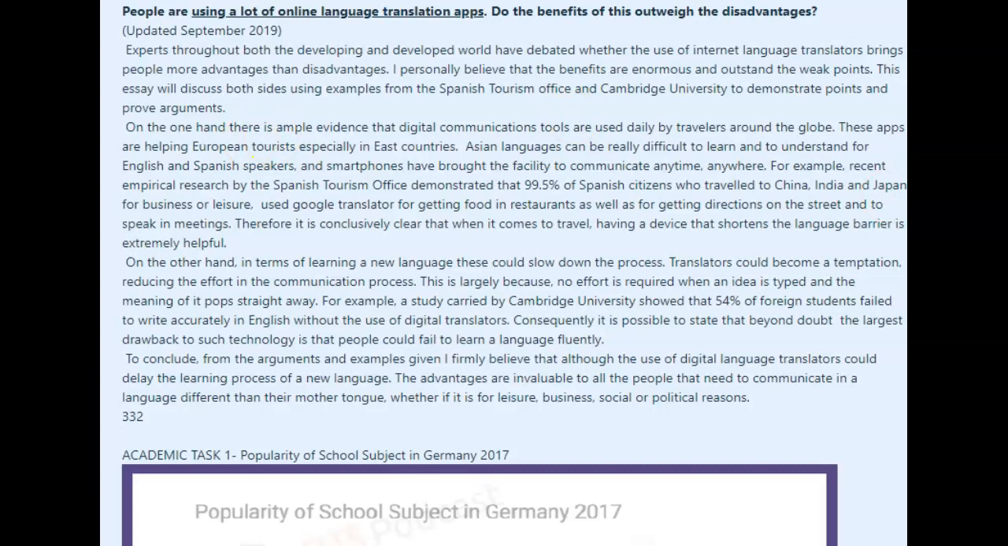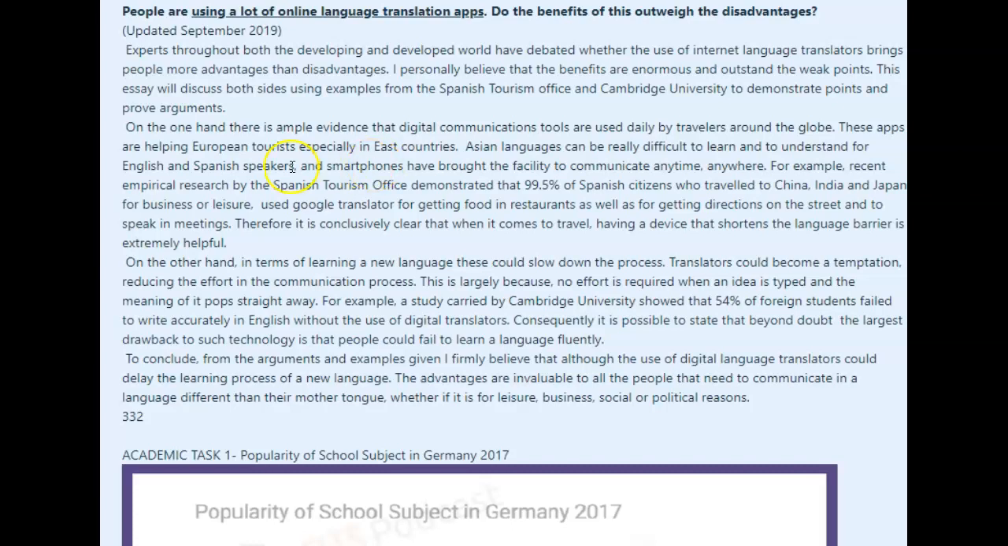On the one hand, there is ample evidence that digital communications tools are used daily by travelers around the globe. These apps are helping European tourists, especially in East countries. Well, no. These applications help European tourists, comma, especially in, what does that mean, East? You either mean Eastern countries or Far East or Middle and Far East countries, but East countries doesn't really carry any meaning. Asian languages can be really difficult to learn and to understand for English and Spanish speakers, and smartphones have brought the facility to communicate anytime, anywhere.